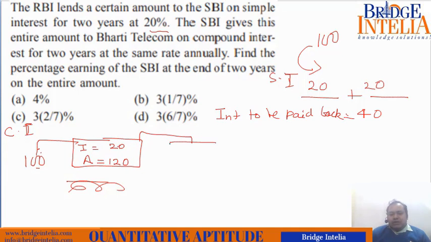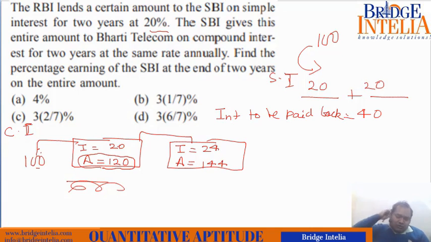So what will happen if one more year passes by? That means at the end of second year, interest earned will be 20% of 120. 20% is 1/5. So interest is 20% of 120, 24. Updated amount 120 plus 24, that is 144. So you can see interest to be paid back is rupees 40, whereas interest earned, what is the interest earned? So 100 rupees was given, whereas 144 rupees is received. So interest earned is equal to 44.